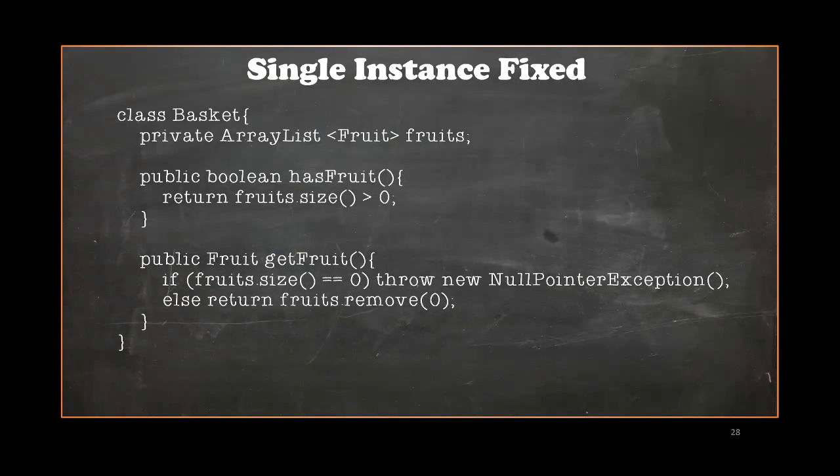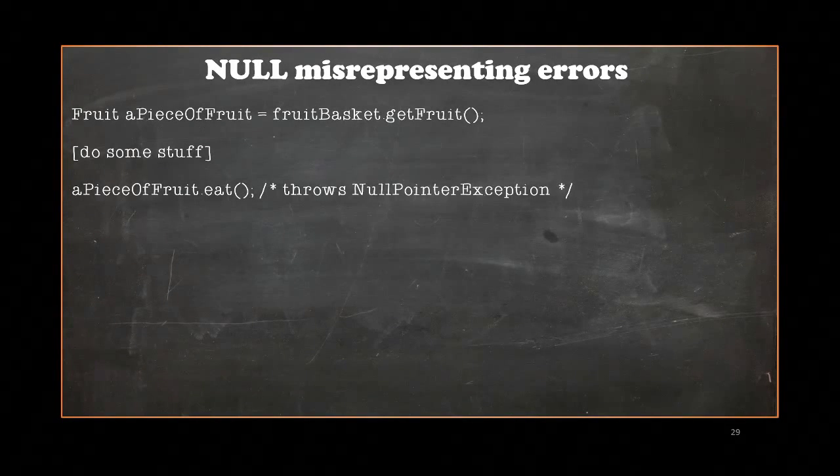Now, if you look at this, you're going to point out that it's really the same thing, right? You still have to call hasFruit, the same as we had to check for null. We're just doing it in a different order, and you still have to read the documentation to find out that we have to do this. Well, there's a little caveat to this one, and that's that null misrepresents errors.